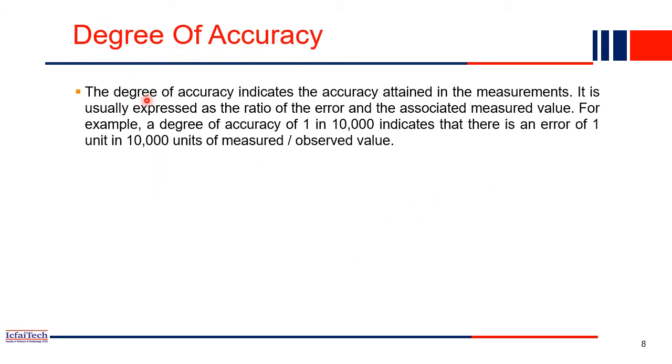Now next is degree of accuracy. Degree of accuracy indicates the accuracy attained in the measurement. It is usually expressed as the ratio of error to the associated measured value. For example, a degree of accuracy of 1 in 10,000 indicates an error of 1 unit in 10,000 units of measured or observed value. So that's how we quantify the degree of accuracy: a ratio of how much error you have made to the total measured.